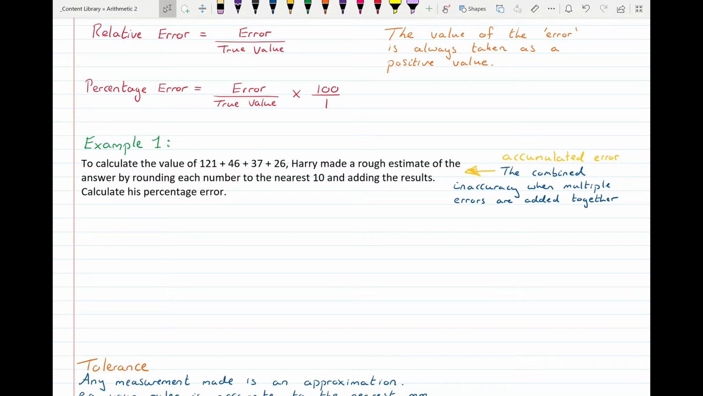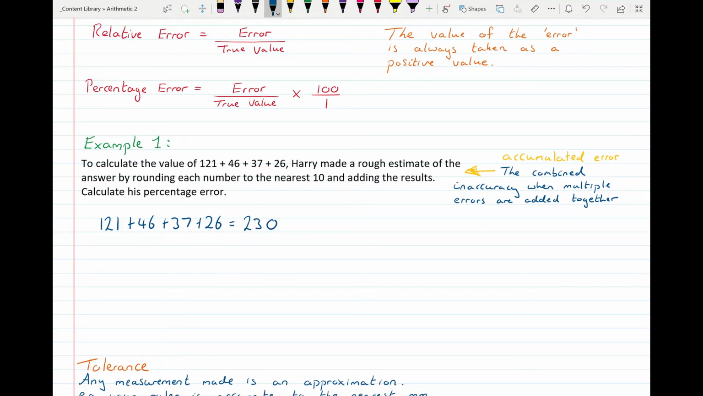So when you're combining the inaccuracy of multiple errors, you add them together, that's your accumulated error. So you can treat it as just one error. You don't have to do out a different one for each number. So let's add up what the true value should have been. If we add up 121 and 46, 37 and 26, you get 230.